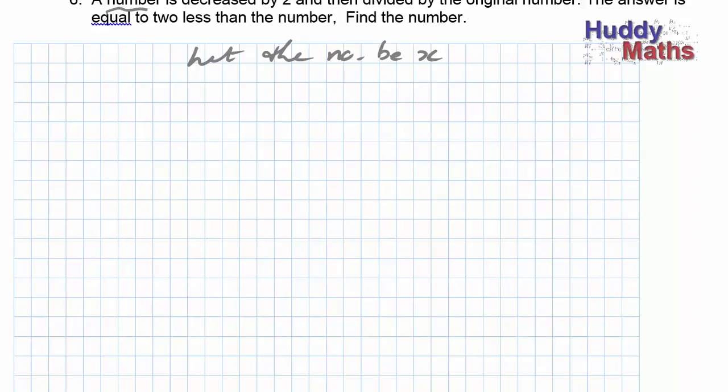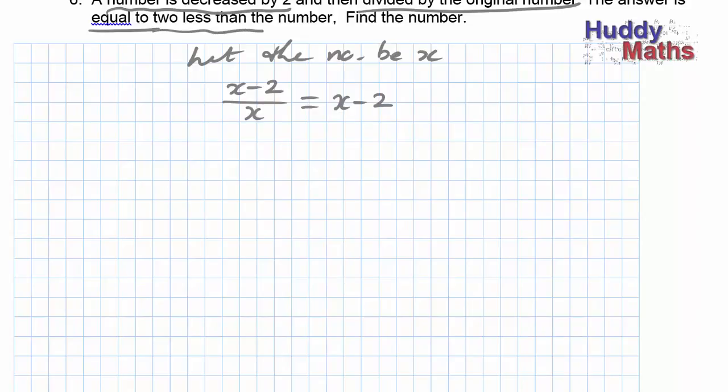So a number is decreased by 2. Let's do that first. Decreased by 2. X take 2. And then divided by the original number. And the answer is they were equal to 2 less than the number. X minus 2. 2 less than the number. So by actually underlining all these things, we make sure we've covered all the facts. Now we've got to look at how to solve it. So we have a denominator.